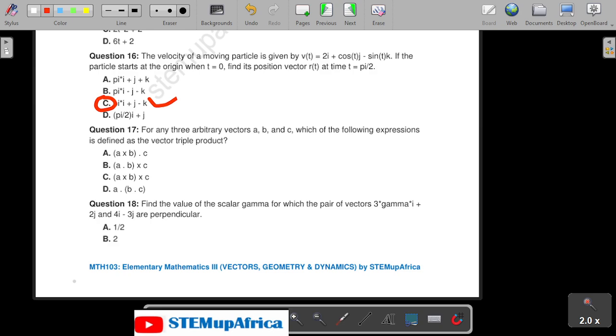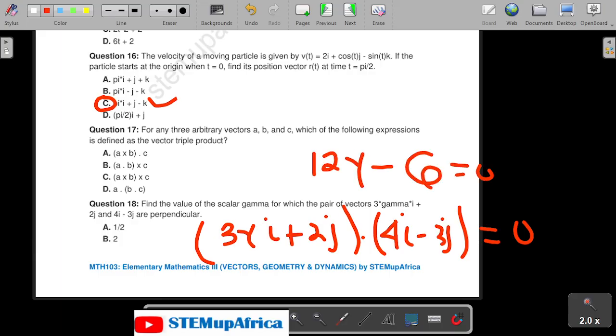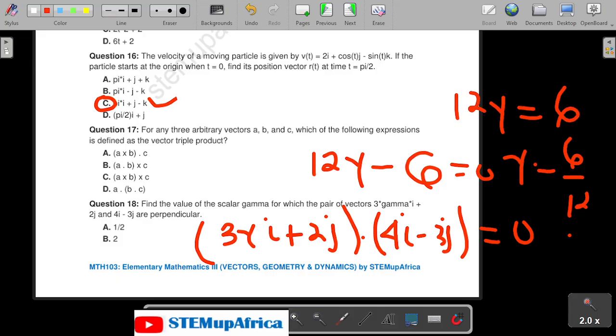So let me rewrite it clearly. We're having 3 gamma i plus 2j is perpendicular to 4i minus 3j. That means the dot product must be 0. So if you multiply, I'm going to have 12 gamma minus 6 equals 0. So 12 gamma will give us 6. So gamma is simply 6 over 12. Our answer is 1 over 2, which is option A.